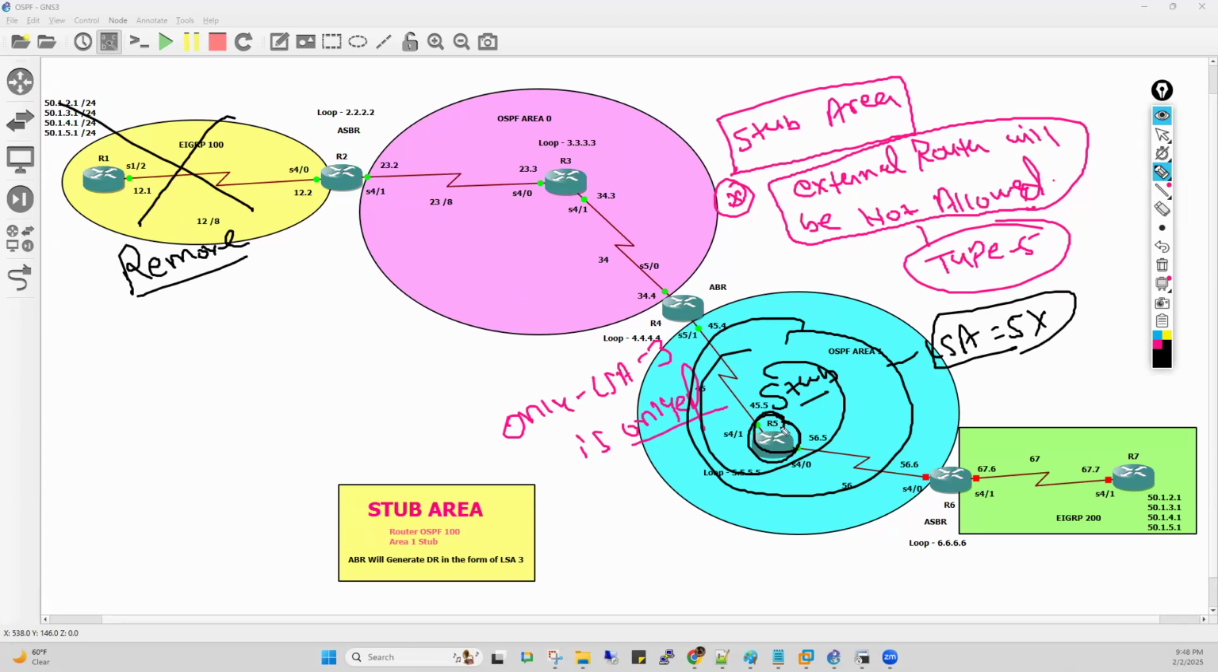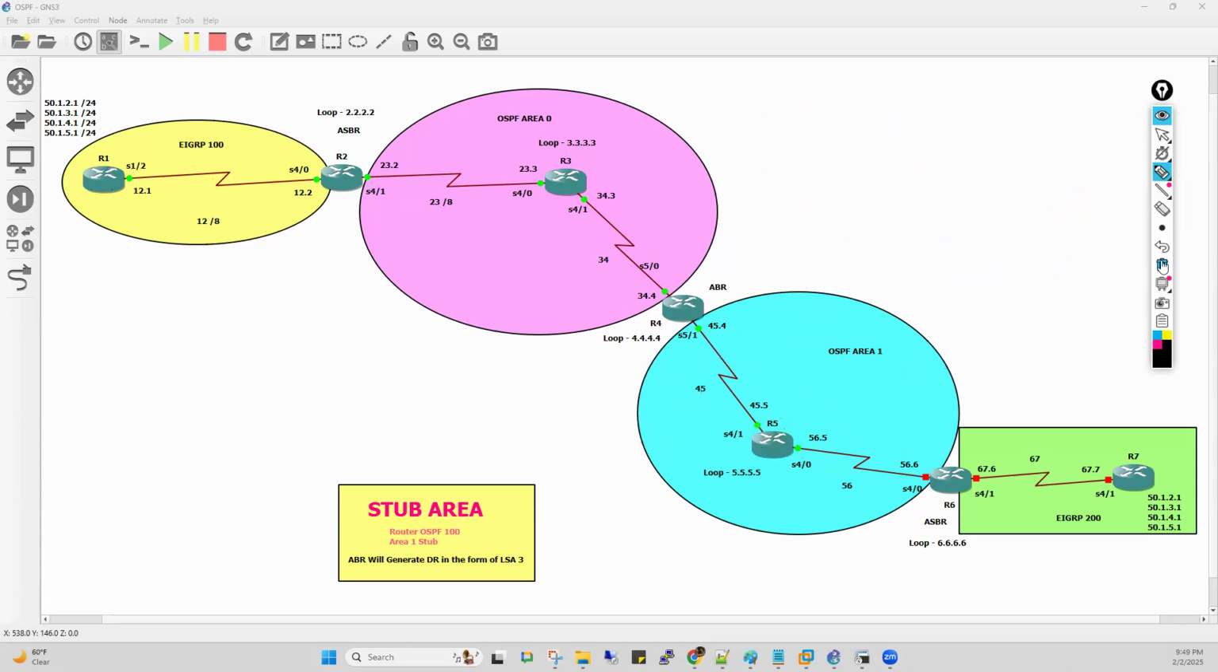Now my question is, how will this router connect with this router? How will this router ping this router? Are you getting my point? Do you understand my question? Guys, why are you not telling? No? See here, one more time. First of all, let me show you how we can configure the stub area.